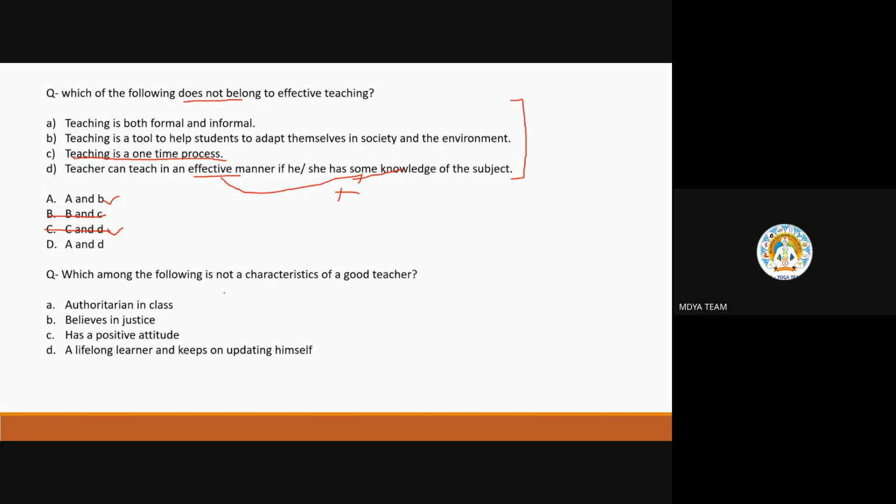Now the next question. Which among the following is not a characteristic of a good teacher? Very easy question. Just answer me, guys. Authoritarian. Yes. Not a characteristic of a good teacher, that is authoritarian. There should be a democracy in the class. Right? Yes, ma'am. Okay.